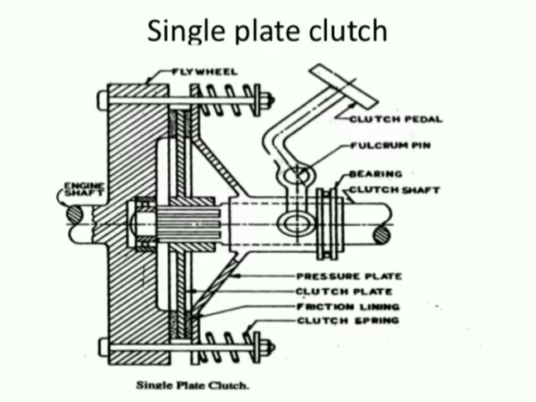This figure shows about single plate clutch. It consists of clutch pedal, fulcrum pin, bearing, clutch shaft, then pressure plate, clutch plate, friction lining, clutch springs. Then when we are applying force on clutch pedal, the clutch will be disengaged, then the transmission will be disengaged, and we can change the gears or we can get a temporary neutral position.